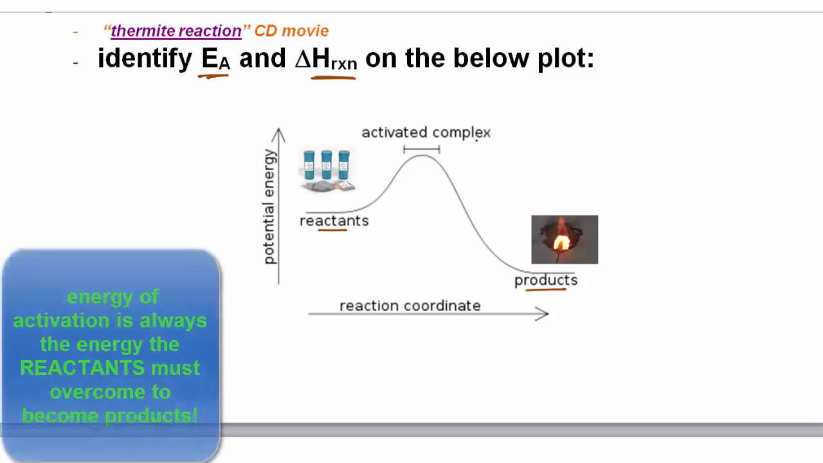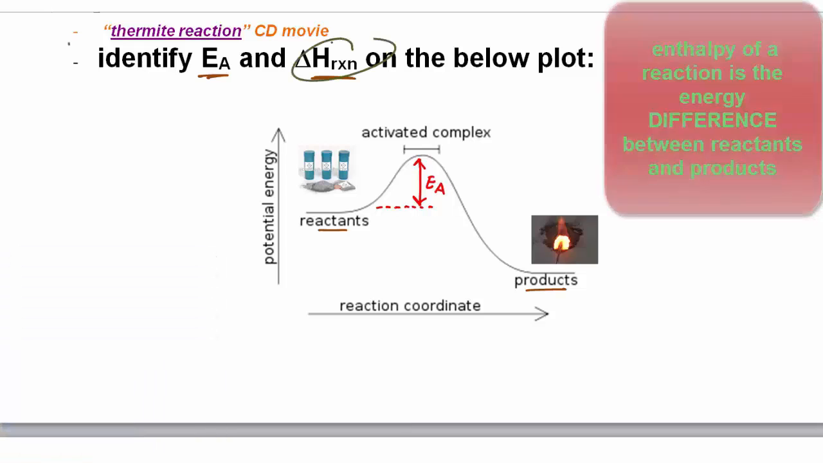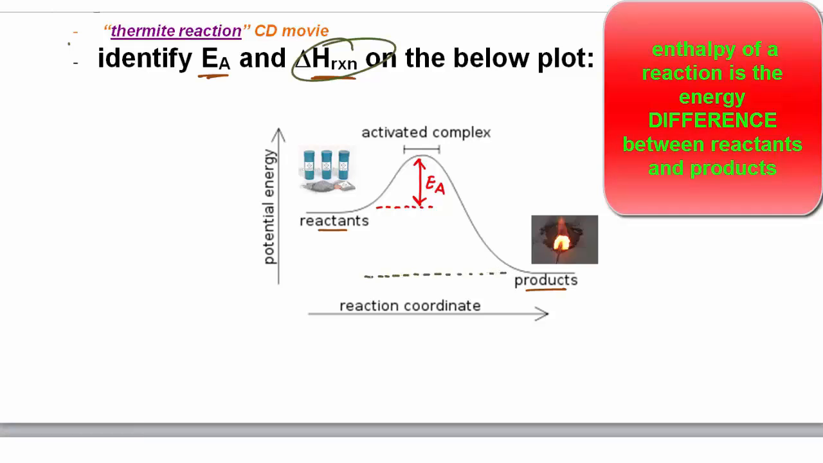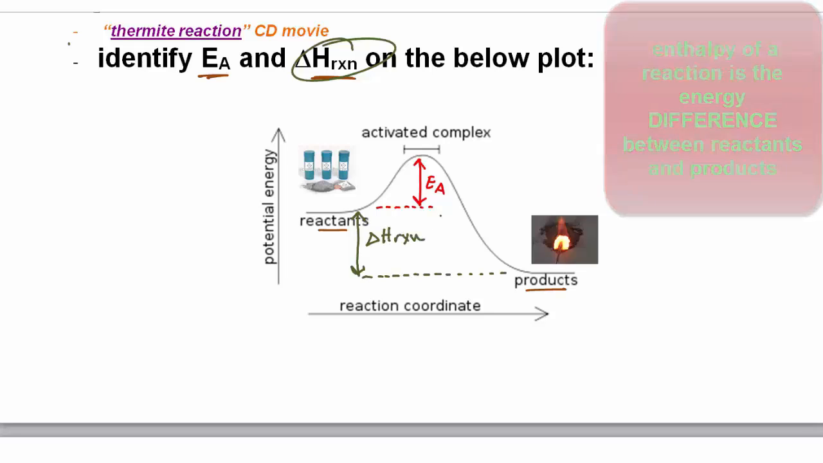The energy of activation is always the energy that the reactants must overcome. So if I start at the reactants, the energy they must overcome is EA. Enthalpy of a reaction is the energy difference between reactants and products. So we'll just see where the products are in this energy, and sketch an arrow between their two different levels, and that would be the enthalpy of a reaction.